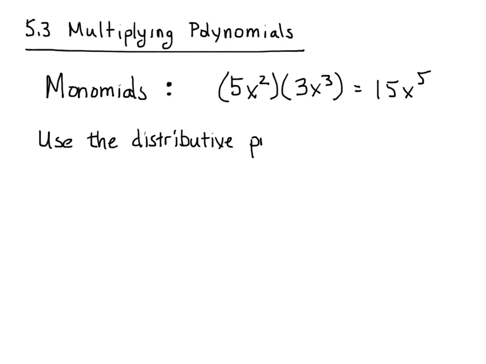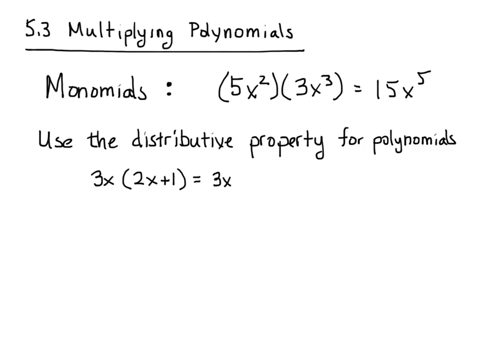So with everything else, we're going to use this distributive property. And so let's say we have something like 3x times 2x plus 1. What you do is you take that 3x and you multiply it by each of these terms, the 2x, and then you multiply it by 1. So we get 3x times 2x plus 3x.